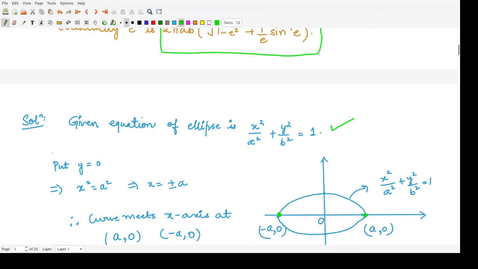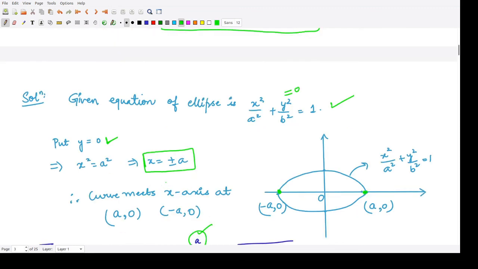So for that we'll substitute y equal to 0. When you substitute y equal to 0 here, you would have x square divided by a square equal to 1, or when you solve it you would have x equal to plus minus a. So the curve meets the x-axis at the point (a, 0) and another point (minus a, 0). So the limits of x are minus a to a. This you have to calculate all by yourself.